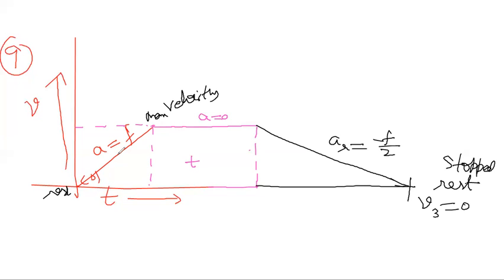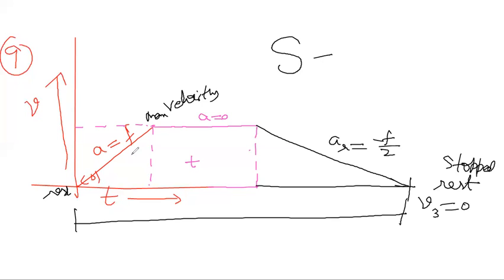So for such problems, how to do? The extra data given is the total distance covered. Let us call this situation 1, this situation 2, and this situation 3. Situation 1 plus situation 2 plus situation 3, the total distance is given. How much is that? 15 s. This is the s total.